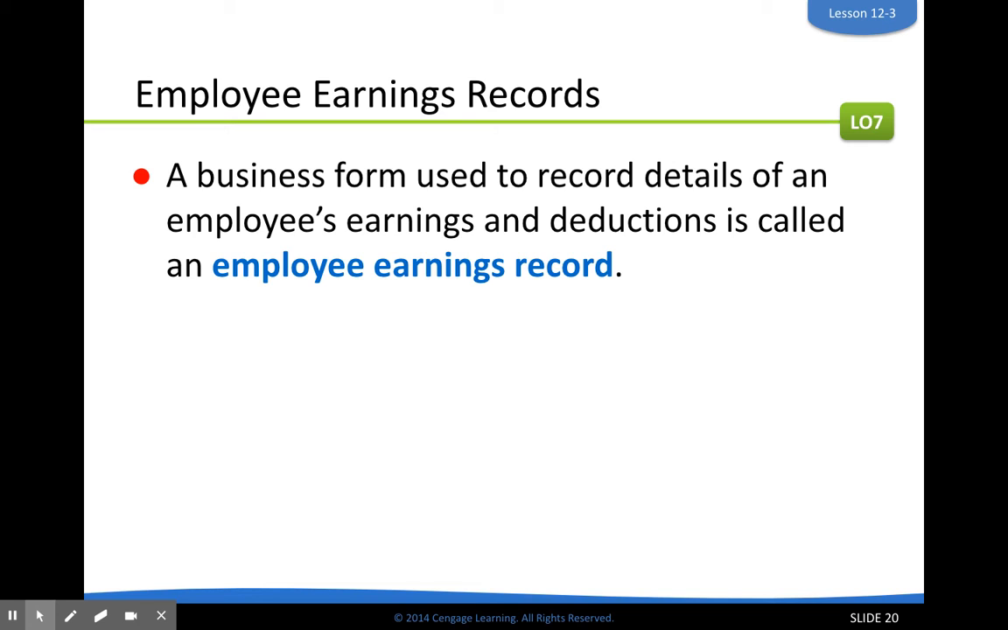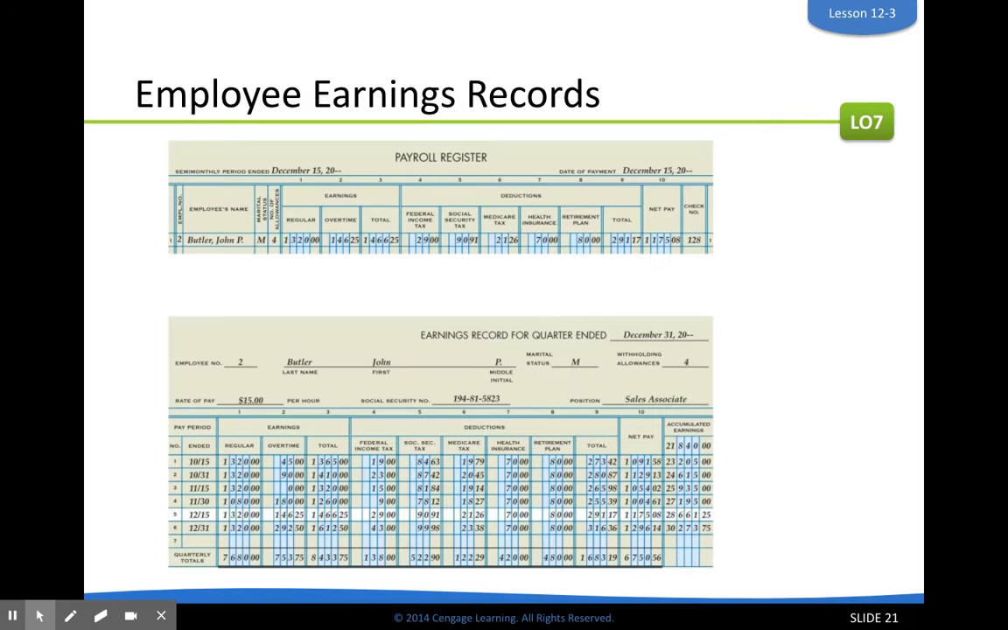An employee earnings record is the detail of everything that we just looked at in the payroll register, but for just one single employee. So we have one single employee here, John Butler. We have the payroll register at the top, and we are simply transferring those numbers into his individual employee earnings. So we have all of his information: hourly rate, social security number, his position.